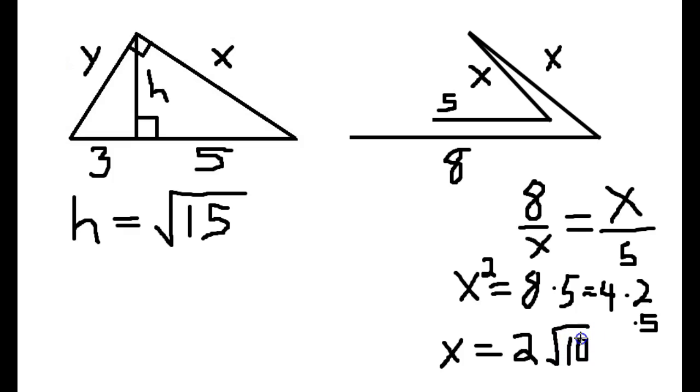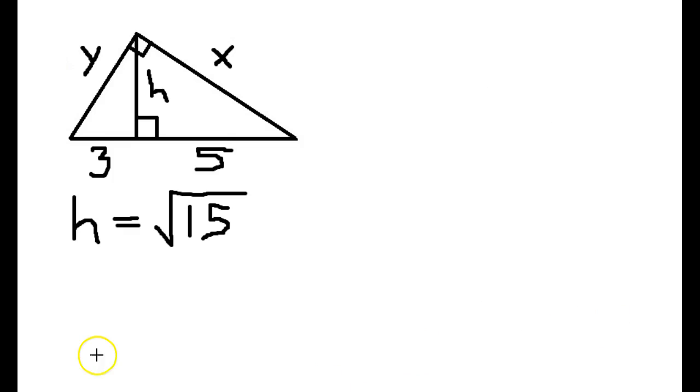And so having used the second schematic diagram, we were able to fairly quickly figure out that the long leg of the large right triangle is 2 root 10. So let's put that result over here on the left side. So we got x was equal to 2 root 10.